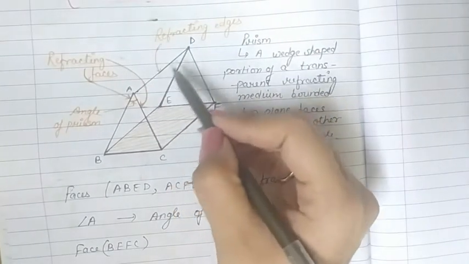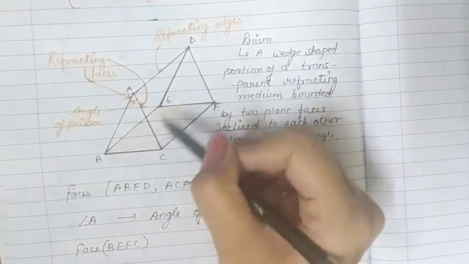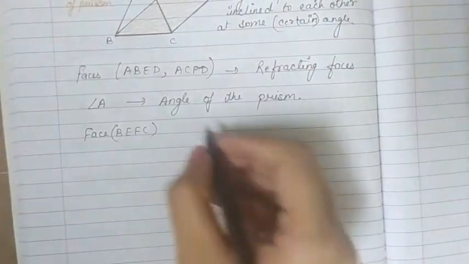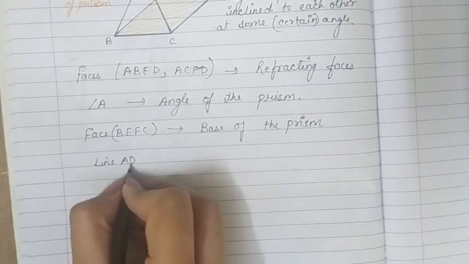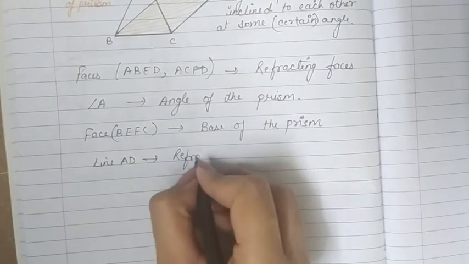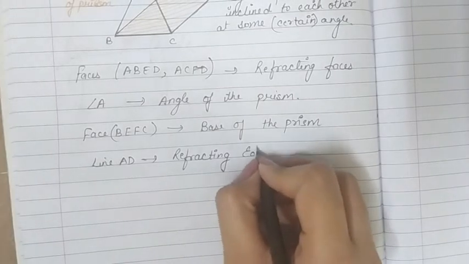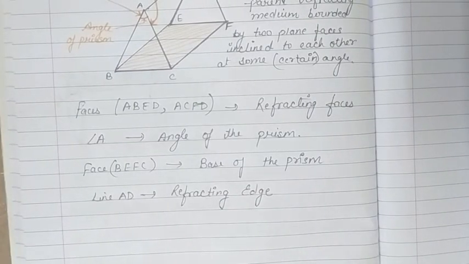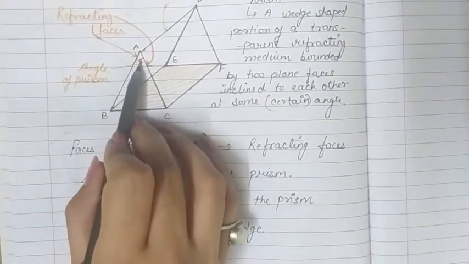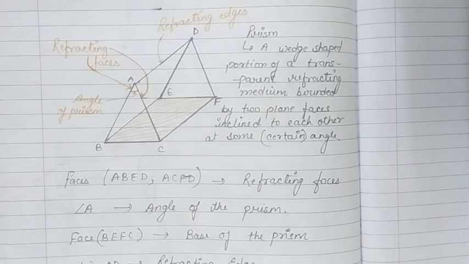The line AD along which the two refracting surfaces meet is called the refracting edge, and the plane opposite to this refracting edge is called the base of the prism. So the face BEFC is called the base of the prism, and the line AD is called the refracting edge. The two faces inclined at some angle, shown here by angle A, make the angle of the prism, and the inclined faces are called refracting faces.